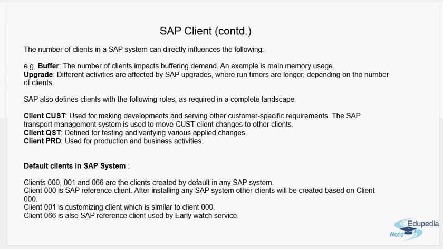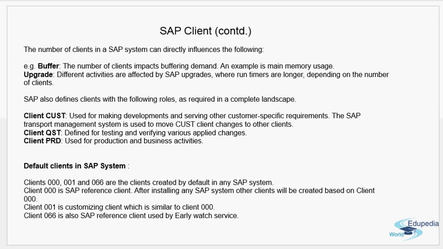Now, SAP also defines clients with the following roles as required in a complete landscape. Client CUST is used for making developments and serving other customer-specific requirements. The SAP transport management system is used to move CUST client changes to other clients. Then QST is defined for testing and verifying various applied changes. The last one is production, used for production and business activities.